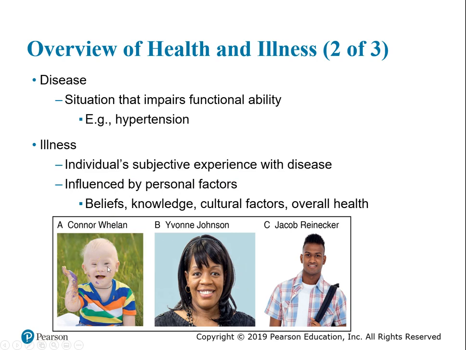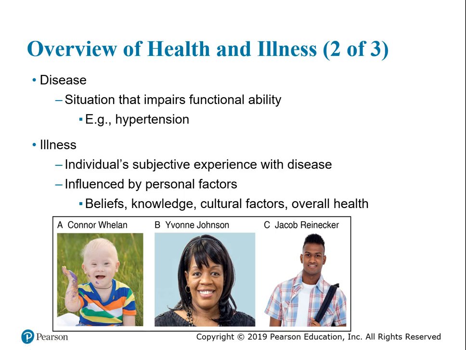So in panel A is a picture of an infant who has Down syndrome, right? He has a congenital heart defect that's connected with that Down syndrome that will need to be corrected when he's 12 months old. So we're thinking about disease. He has Down syndrome. That's a disease.